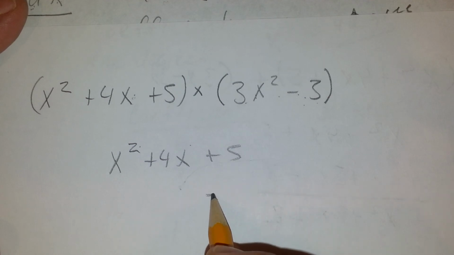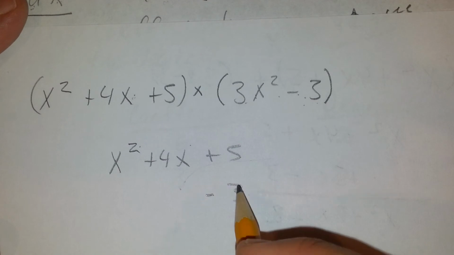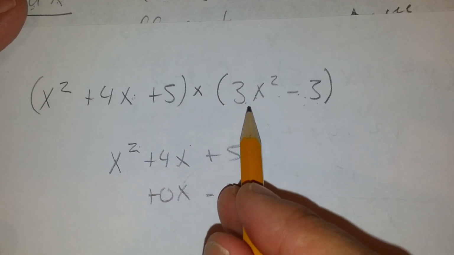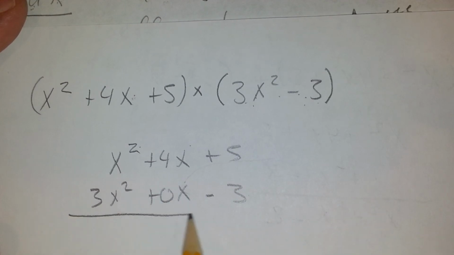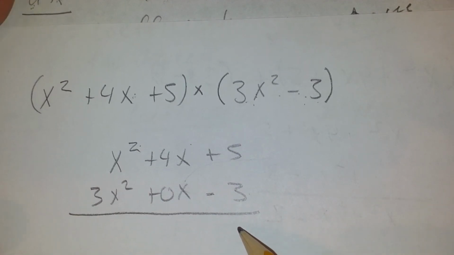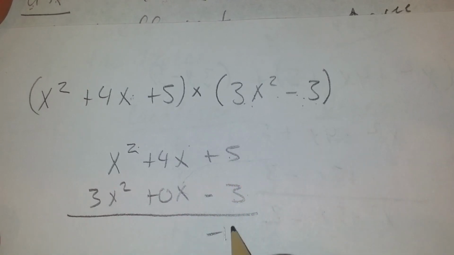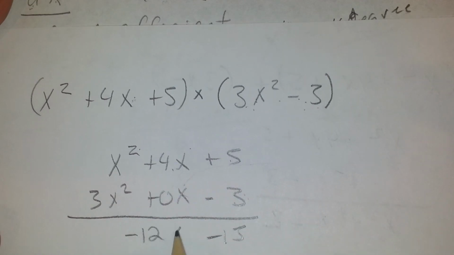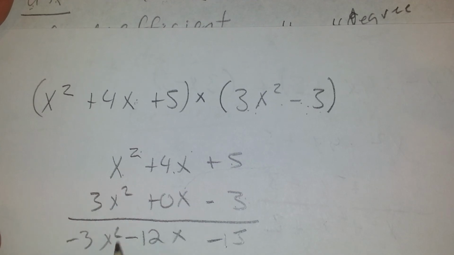So what I'm going to do is, here goes negative 3, and this is x to the 0 power, basically the constant, and I'll put in here a 0x. It's very important that I honor this place. And then I have a positive 3x. Now I'm going to do multiplication just like normal. We're multiplying the coefficients first. Negative 3 times 5 is negative 15. Negative 3 times 4x is minus 12x. And a negative 3 times x squared is minus 3x squared.